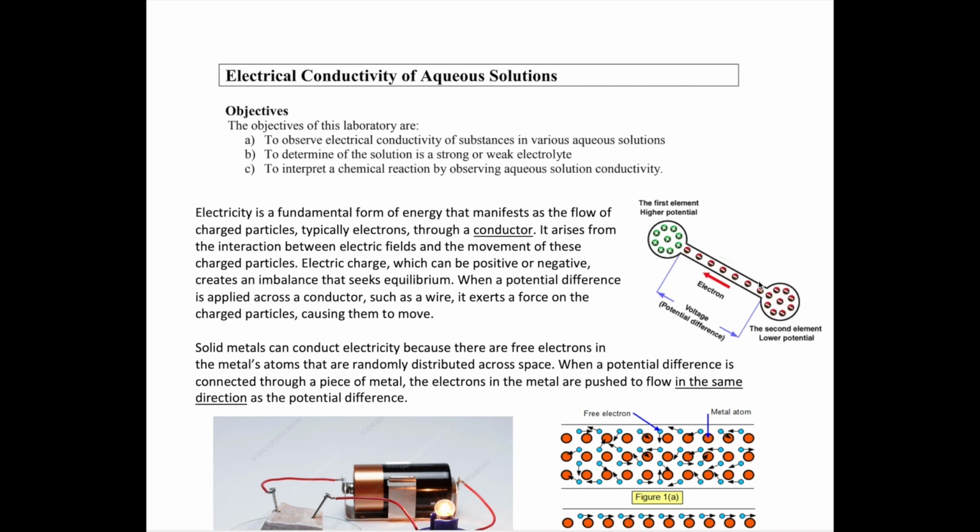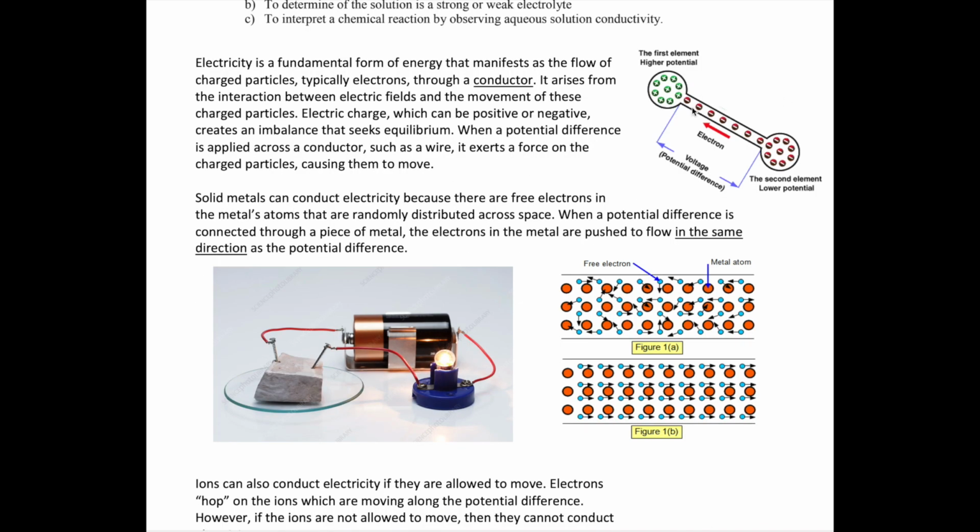That flow has to occur through a conductor, which could be a wire, and the flow is going to occur until the two sides are equally balanced in charge. You've seen that solid metal is typically used for this purpose as a conductor, for example, copper wire. That works because metals contain free electrons in their atoms. Those are randomly distributed in space, as shown in this picture right here. This is a metal sample with all its atoms and all its electrons.